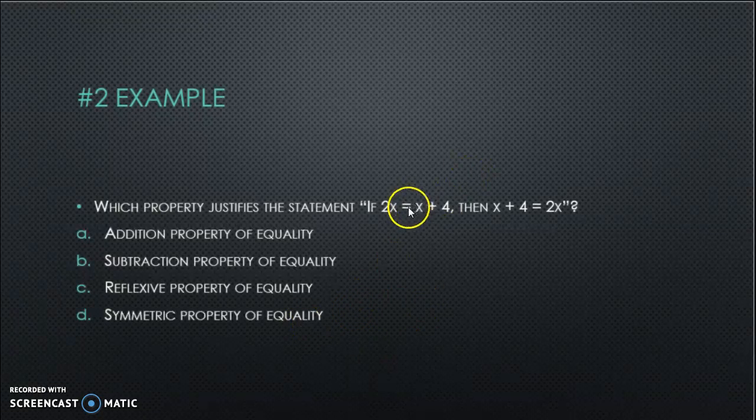If I had said 2x equals 2x, that would be the reflexive property of equality. That would be something equal to itself. But if I'm just switching those two things, the order, that is the symmetric property of equality.